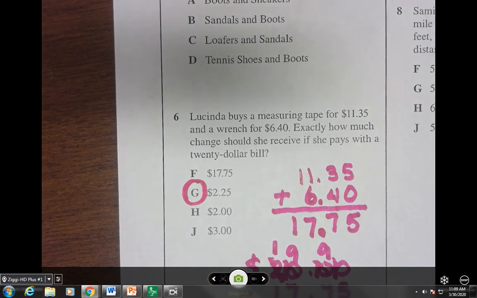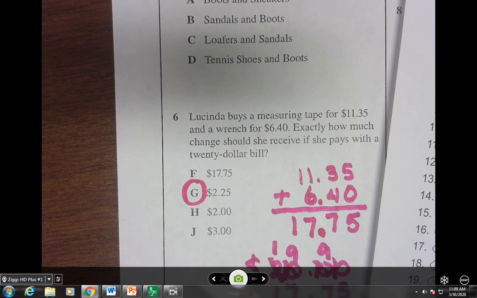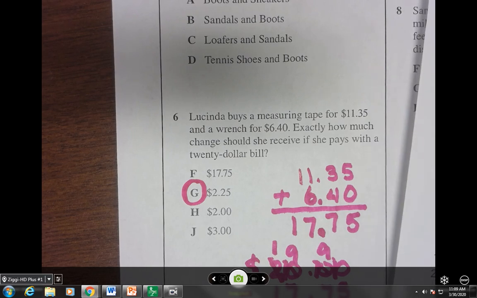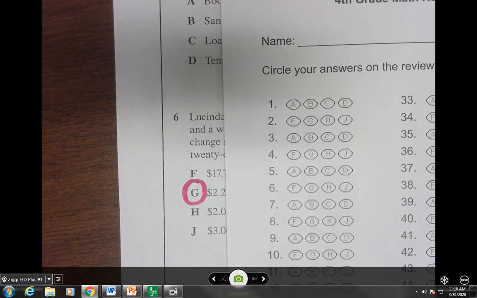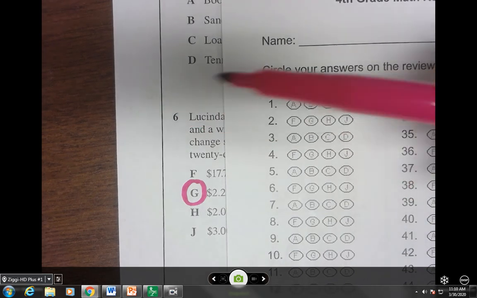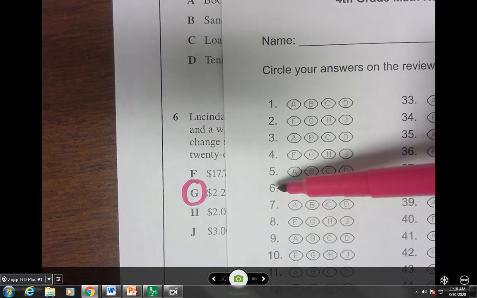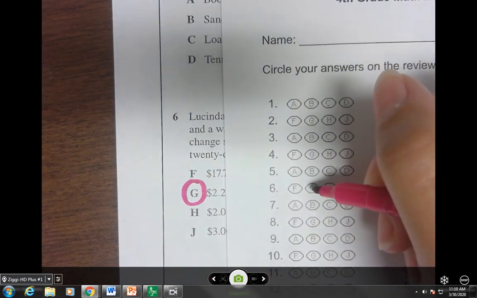And then we're going to get to our bubble sheet. You guys, this is linked at the bottom, and it's also found on our documents page that you can go in and click on. The first thing we're going to do is look at what problem we're on. This says problem number 6. So we're going to find problem number 6 on our bubble sheet. And we said the answer was G. So we're going to bubble in G on here.